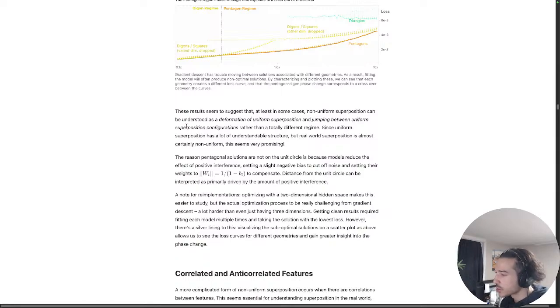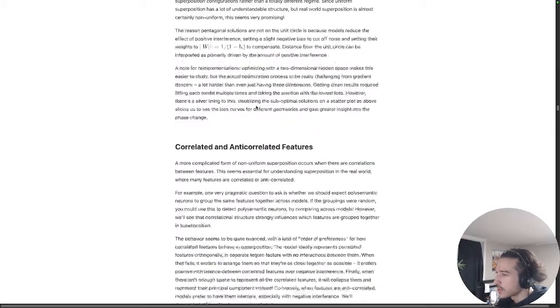Getting clean results required fitting each model multiple times and taking the solution with the lowest loss. However, there's a silver lining to this. Visualizing the suboptimal solutions on a scatter plot as above allows us to see the loss curves for different geometries and gain greater insight into the phase change.